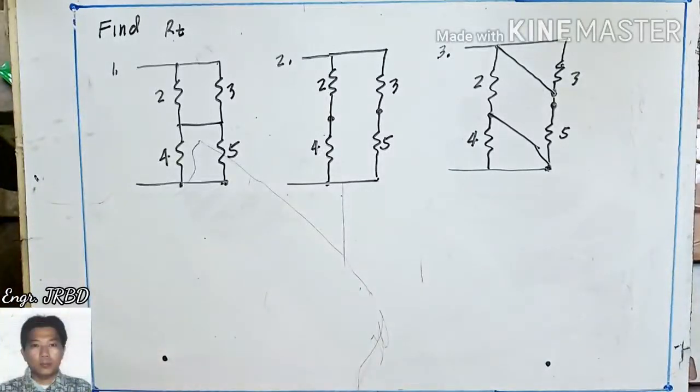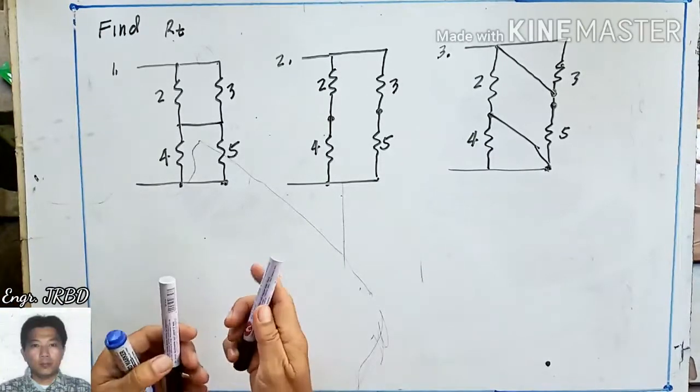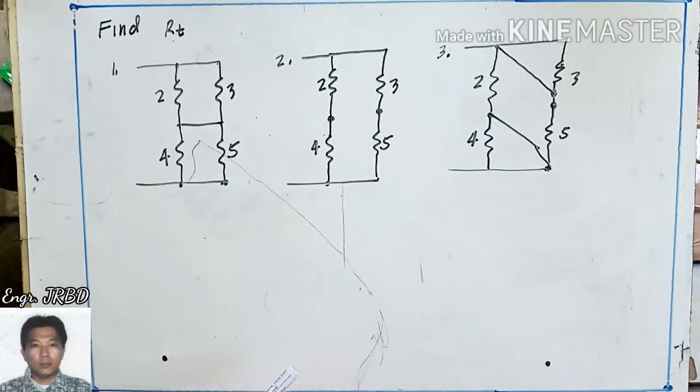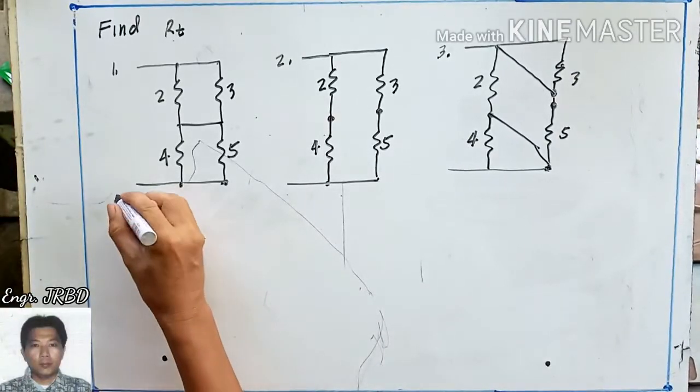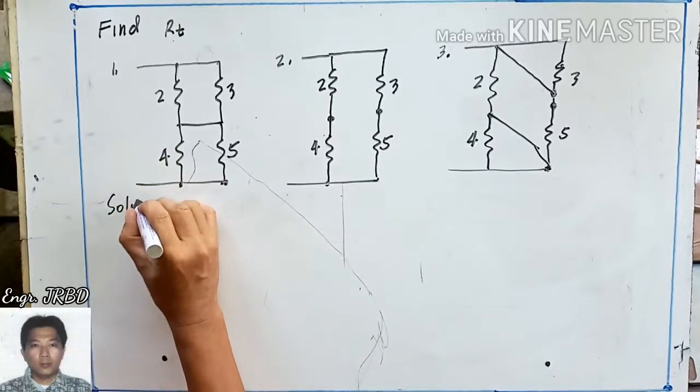Okay, so this will be our next set of examples. We are still in series parallel and parallel series. So in the first problem, you are required here to obtain the total resistance.